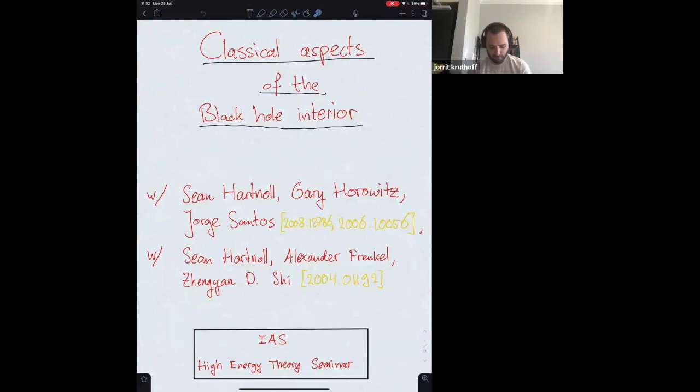This was work initiated last April with Sean Hartnoll, Alex Frenkel, and Darius Shi, and two follow-up works, basically generalizing the setup of last April to more intricate situations. Mostly my talk will be based on these two papers that I wrote with Sean, Gary, and George, and the arXiv numbers you can find here.